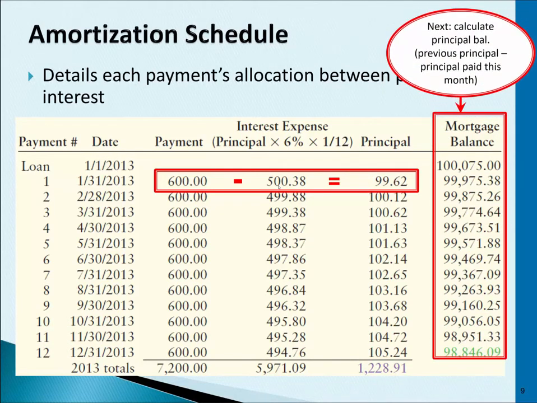The next step is to calculate the balance of the mortgage after the payment. So to do that, you're going to take the previous balance, in this case, $100,075, minus the principal being paid off, gives us our new balance of $99,975.38. So you should double check this calculation just so you understand exactly where it's coming from and that the authors really did this correctly.